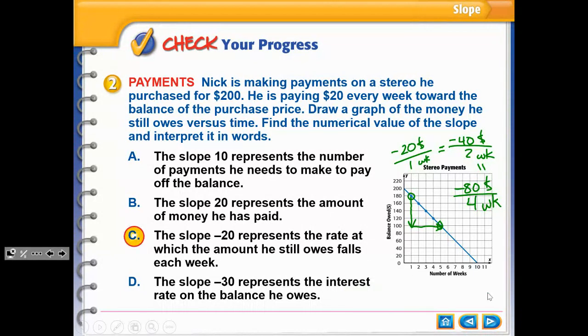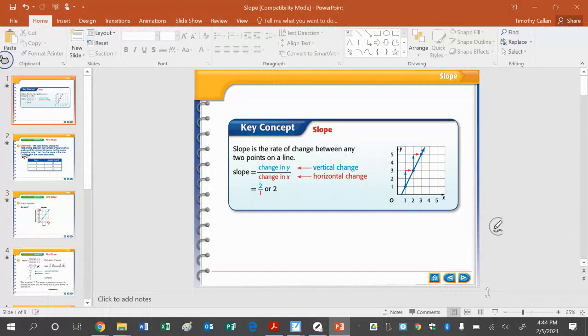So it really should not matter which 2 points you use. If you reduce to a unit rate, you'll find the same amount. In this case, the slope of negative 20 represents that the balance owed decreases $20, or they use the word falls, $20 each week. That's it for that presentation.